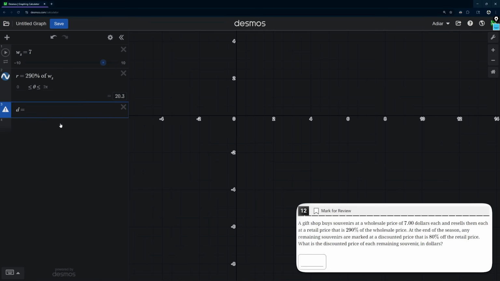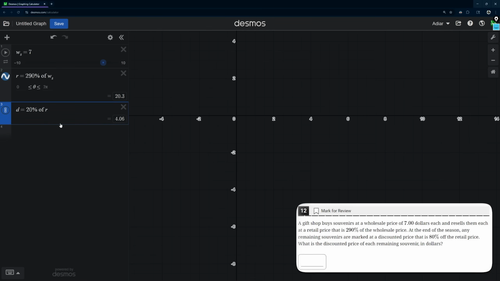Now, 80% off, how do we even write that in Desmos? Well, it turns out that off and on are opposites. So similarly, 100 minus the percent off is the percent on, or percent of. So 100% minus 80% is 20%. So 20% of is the same as 80% off. So 20% of the retail price is our discounted price.